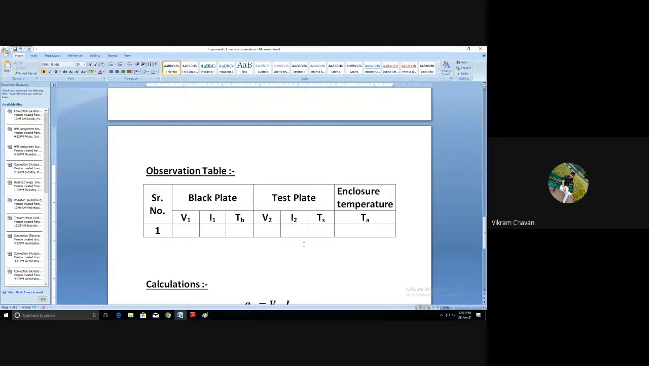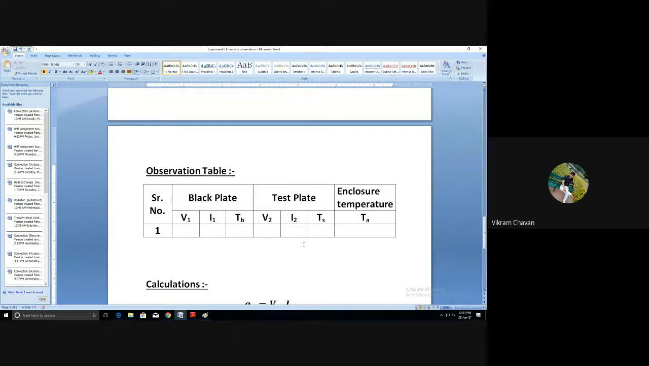Okay, if you don't have any question, then you just draw this table, which will be useful to you to take the final readings. To achieve the readings, some trial and error method is required to maintain the plate temperature and test plate temperature, and to achieve the steady state, near about 1.5 hours is required.